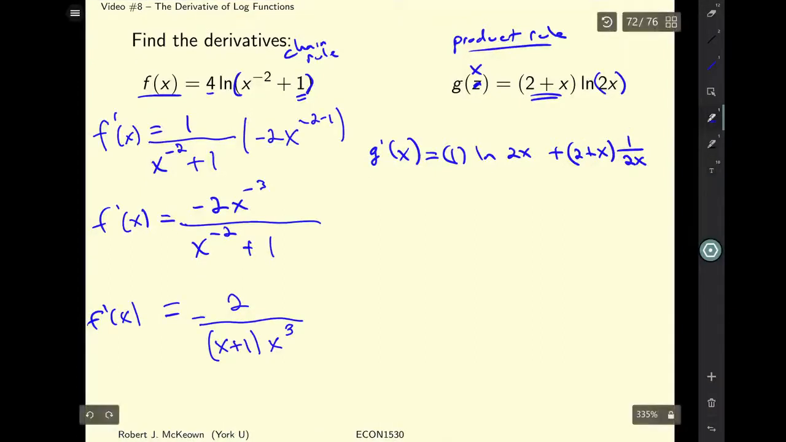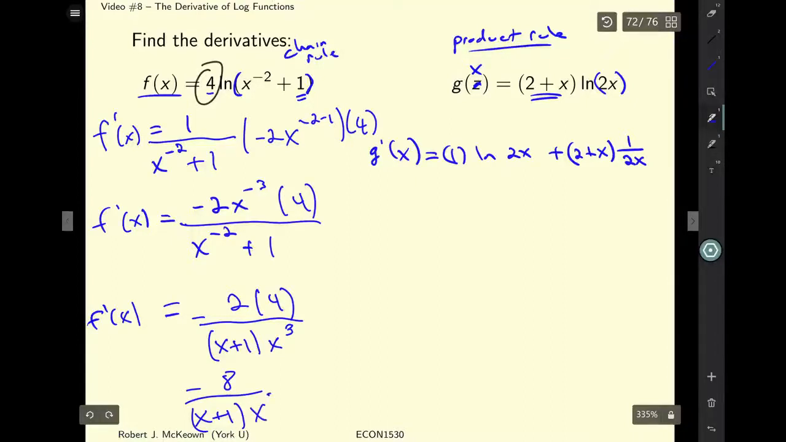And a student pointed out to me that I forgot this 4 up here, so I'll go back and you could have just factored out the 4 over here, the 4 here, and then there's a 4 here. And so we're going to have negative 8 over x plus 1 x cubed.